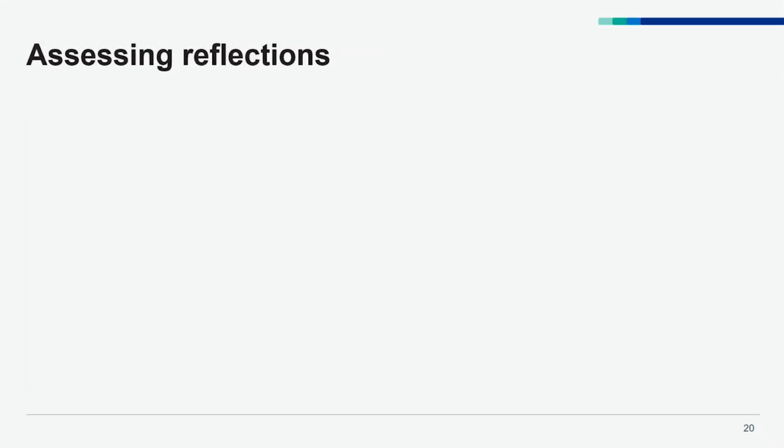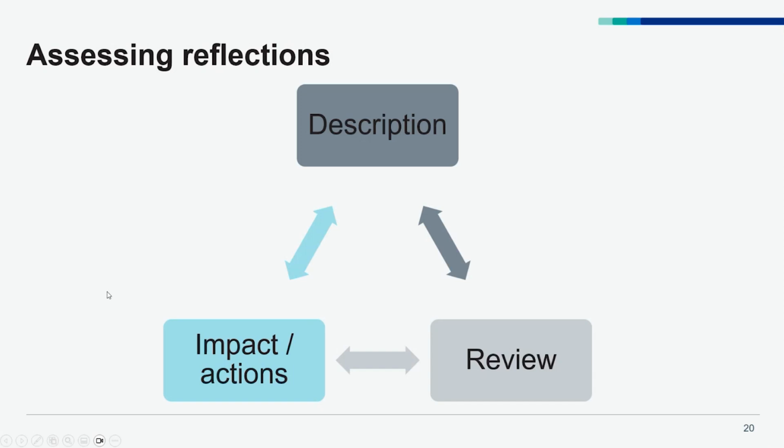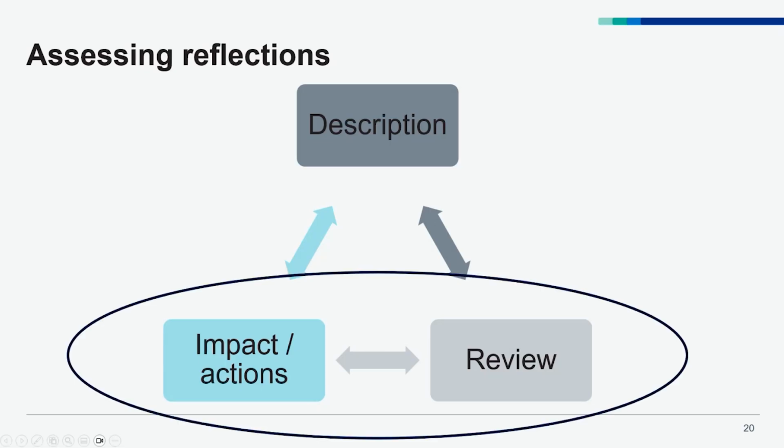So in terms of assessing reflections, the key thing, out of all those, whether it's description, review, impact or actions, is that you're focusing on those. Obviously you need to know what it was, but the focus for assessment is very much about: what have you learned from it? What are you going to do moving forward? And of course, we know for DTAs, the action plan forms part of that evidence. It's a mandatory requirement. I'll come to that shortly.